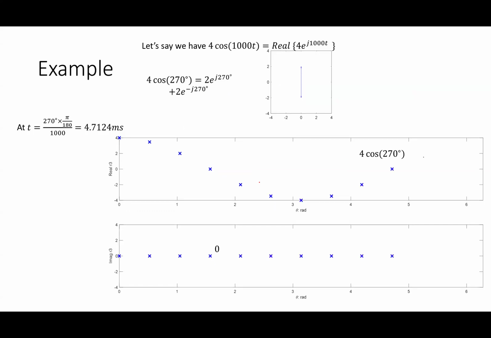At 270, what happens? Well, I get that picture. Which one is which? At 270, one's up and one's down. Which one's up and which one's down? The one that was rotating in the positive direction is now down here, and the one that's rotating in the negative direction is up there. The summation is still entirely real.